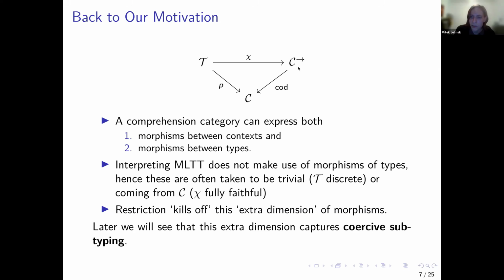Hello, can I ask a question? Thank you for the talk. Have you considered comparing this CCTT with just Martin-Löf type theory with ordinary function types? I was just thinking of interpreting the subtyping as having an element of a function type.